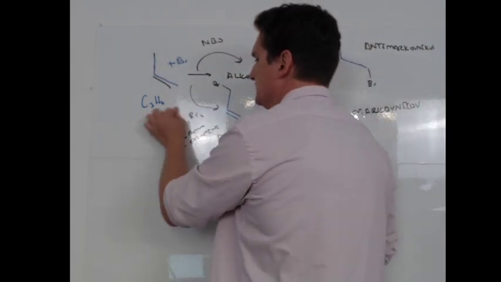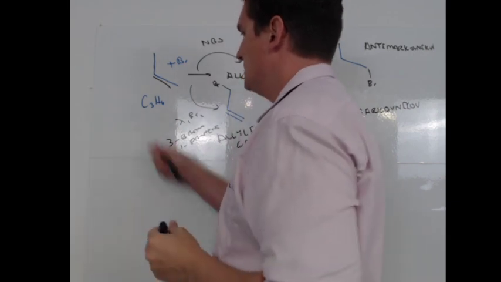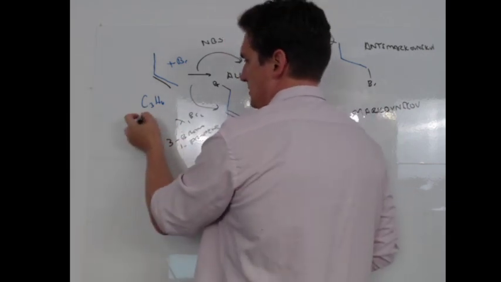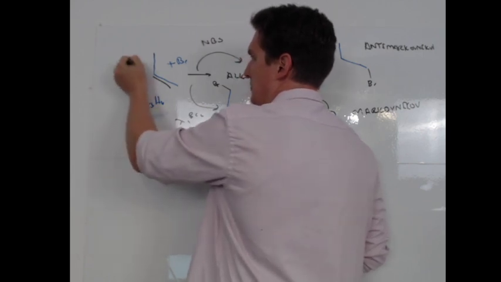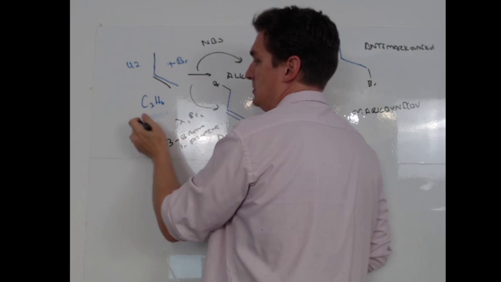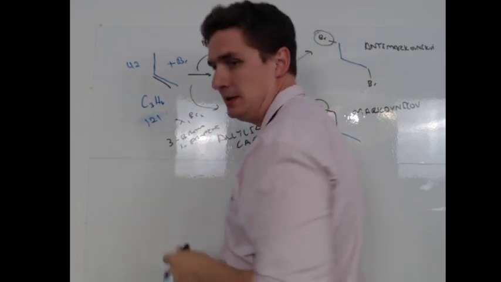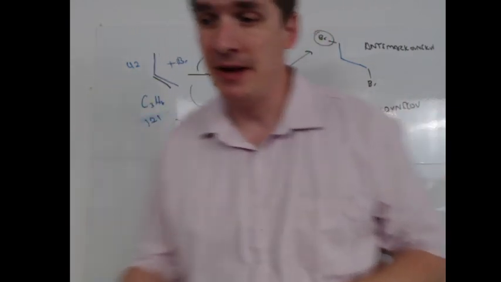Oh, hold on. Carbon doesn't weigh 6. So that's 36 plus 6, which is 42. So this weighs 42. Add another 79 to it, you get roughly 121. And that's what you see in the EI mass spectrum.